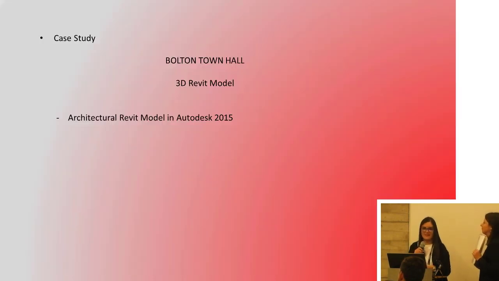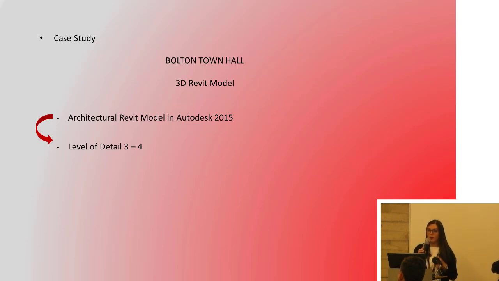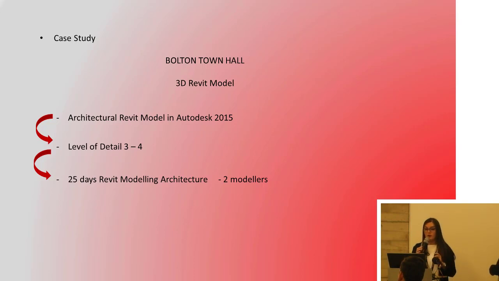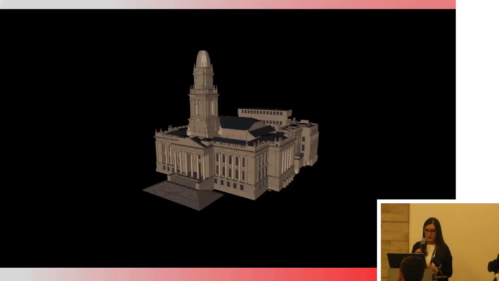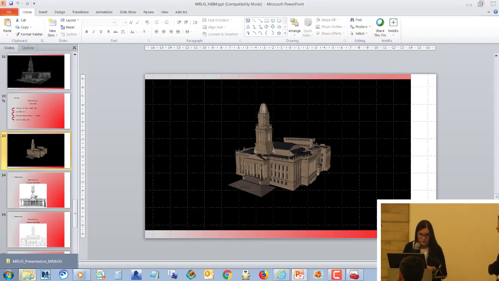In terms of the Revit model, we have done an architectural Revit model in Autodesk 2015. The level of detail that the client was requiring was level 3 and 4: for certain areas, level 3, for certain areas, level 4. We took about 25 days of Revit architectural modeling with 2 modelers, and 5 days of Revit modeling with MEP, which was also required by the client. This should be the final result.